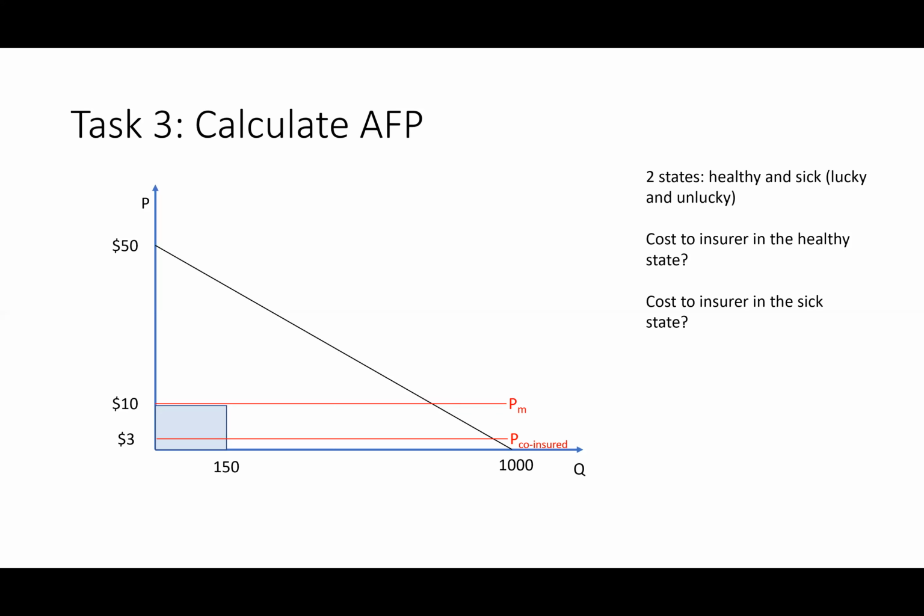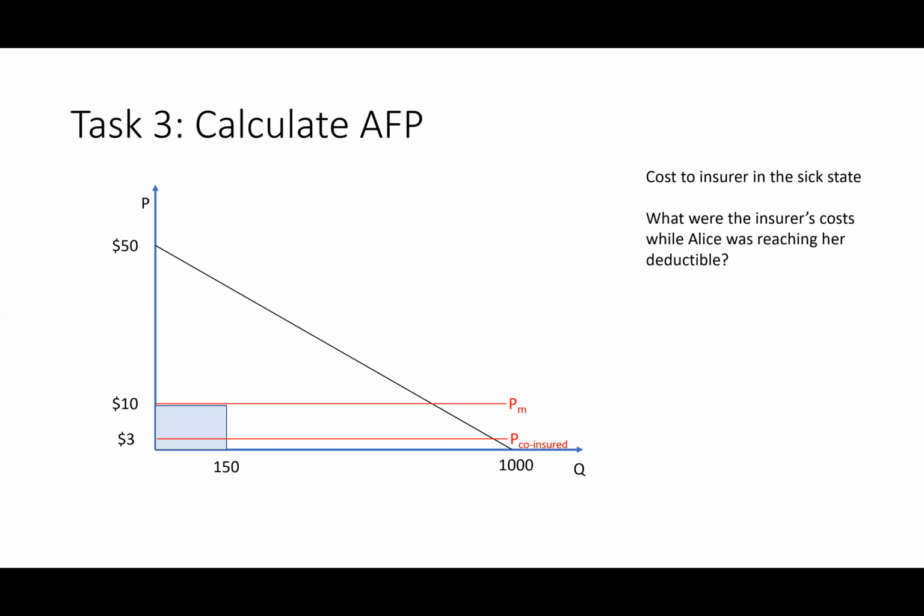Cost to the insurer in the sick state is a little bit more complicated. We'll work through that here. The first thing you want to know is what are the insurer's costs while Alice was reaching her deductible? Well, we went through this already, and we know that the insurance company had no costs when Alice was reaching her deductible. Their obligations did not kick in until she had met that $1,500. So for the first 150 units of care, the cost there was free. They didn't pay anything. But after reaching the deductible, the insurance company finally does have some costs in the form of coinsurance.